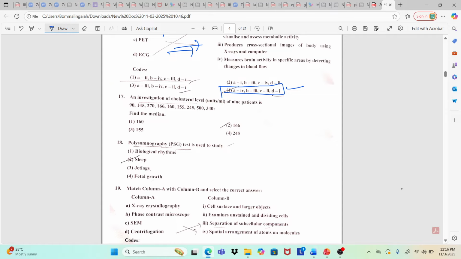Here question is number 17. An investigation of the cholesterol level of 9 patients: 90, 145, 270, 166, 160, 155, 245, 500 and 340, like this. The correct answer is 166. Next question.